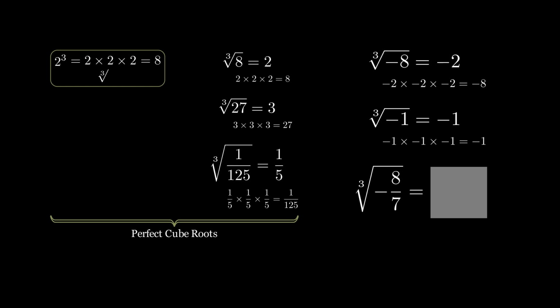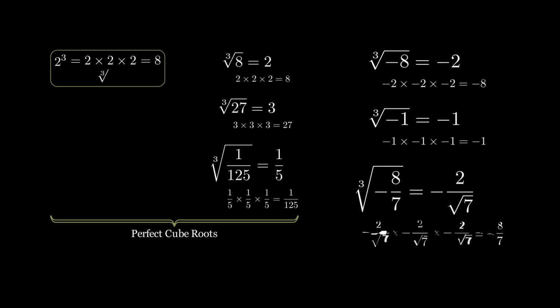Again, I want you guys to pause here and give it a shot first. The answer would be negative 2 over the cube root of 7, because if we multiply negative 2 over the cube root of 7 by itself twice, we get negative 8 over 7. And that's a wrap up.